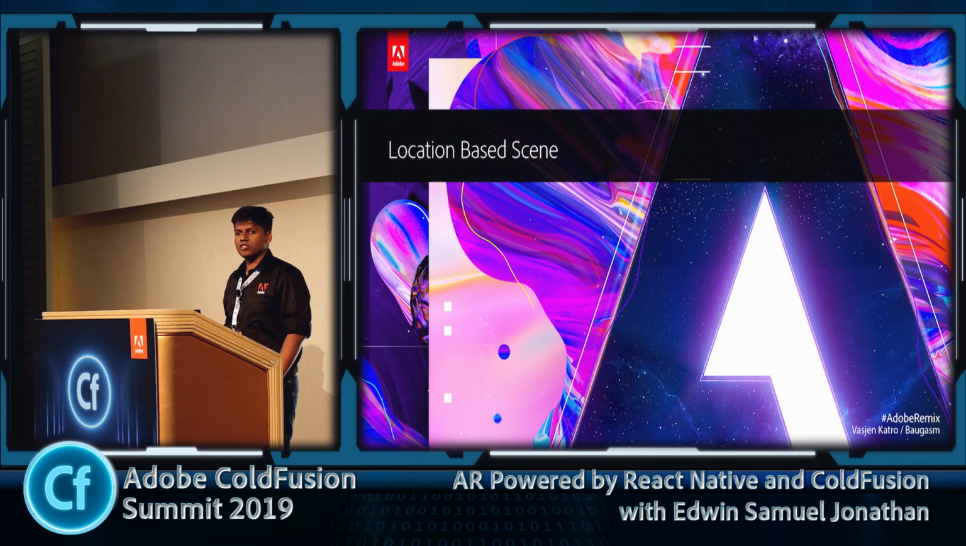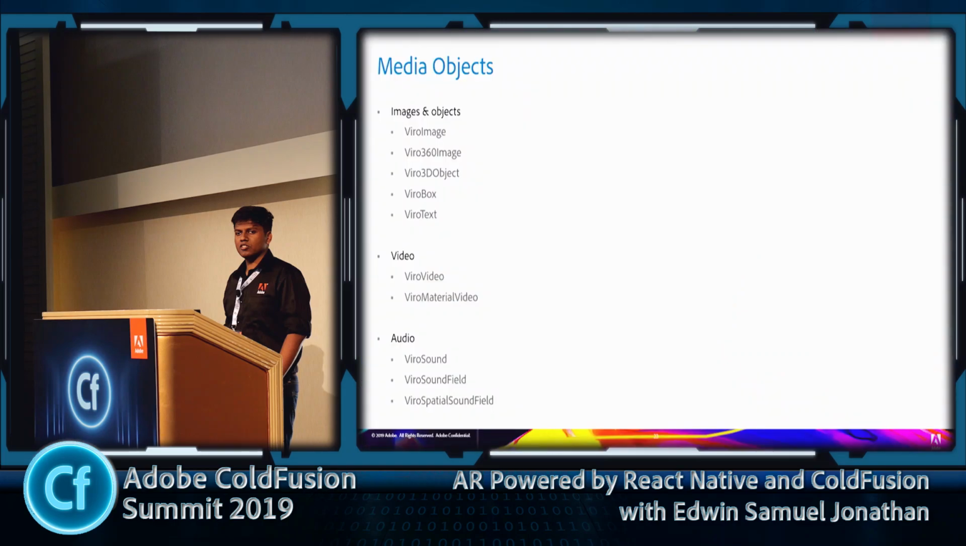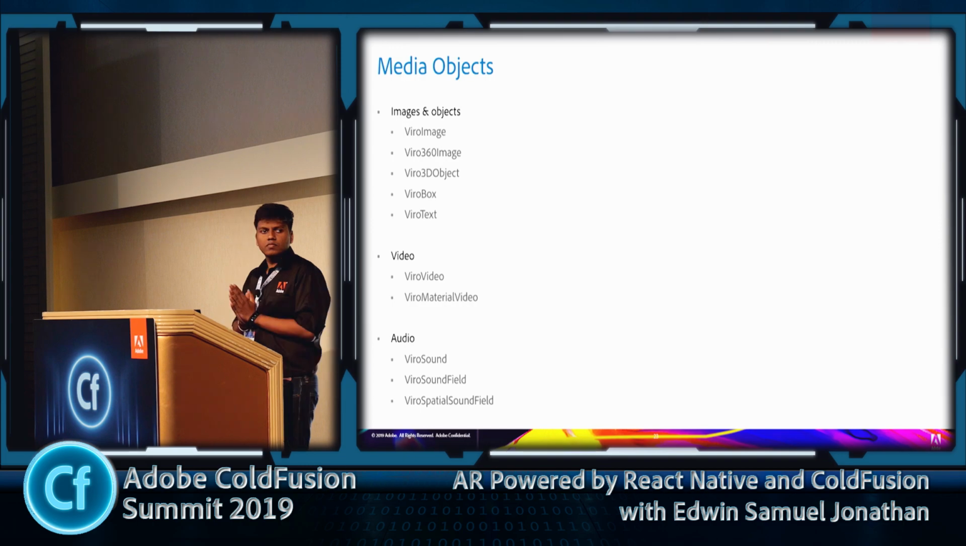Before enabling the location-based capabilities, we first need to understand how to embed objects into a scene. We've initialized the scene now, and we'll start looking at how we can embed these objects. These are just a bunch of different objects which I've shown. There are a lot more if you go to the documentation site of React. For images, you can choose static images using the image tag. You can use animated images, you can use 360 images. For 3D models, you can use the object tag or you can use the 3D object tag.